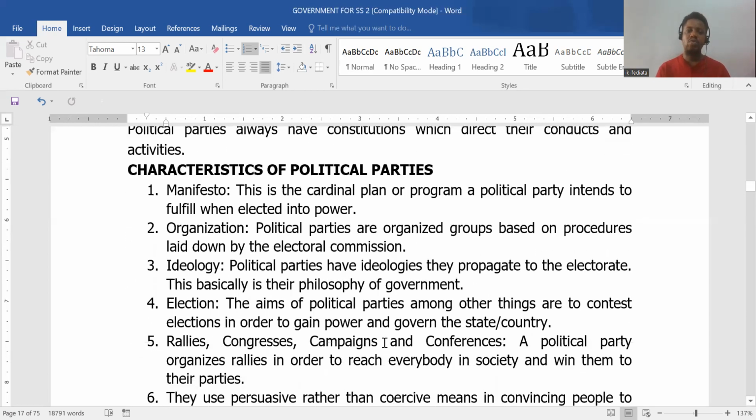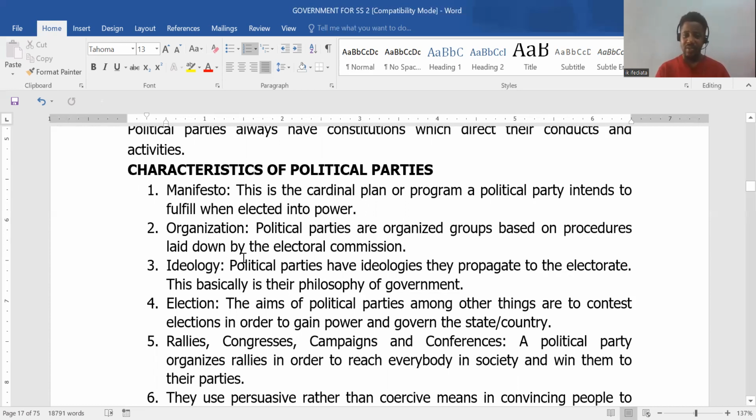Right? Now, let's look at features of political parties. A political party must have a manifesto. A manifesto is a document that tells you what the political party intends to achieve when they get into the corridors of power. So you will see this document, it discusses everything the party wants to achieve, their aims, their objectives for the country when they seize governmental power. People use it to gauge the political party, whether they will participate in it or not.